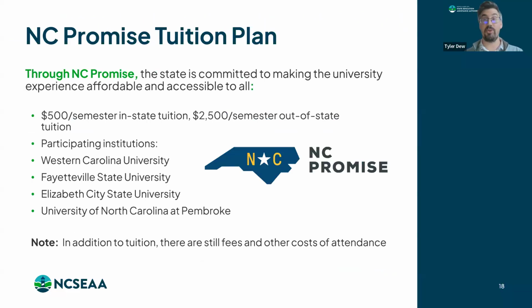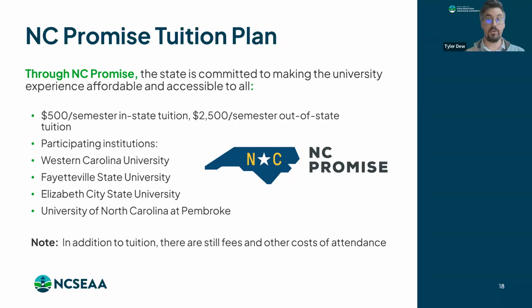We also have NC Promise tuition. Through NC Promise, the state commits to making university more affordable and accessible. Right now this is four universities: Western Carolina, Fayetteville State, Elizabeth City State, and UNC Pembroke. Tuition is about $500 a semester for North Carolina residents, and about $2,500 for out-of-state tuition. So if you complete that North Carolina residency determination, you could qualify for $500 a semester for these universities.